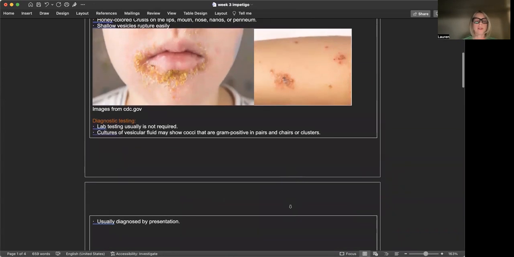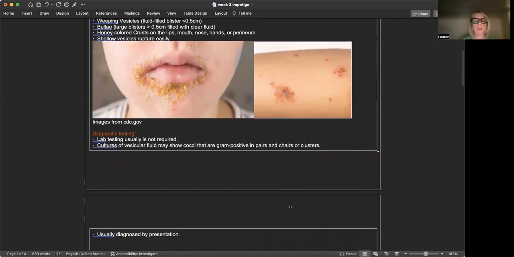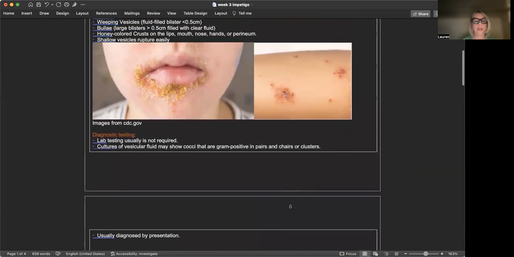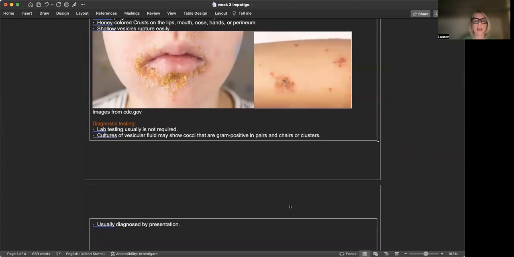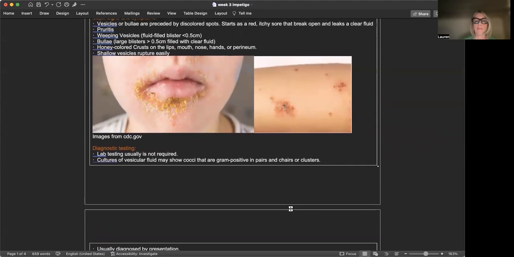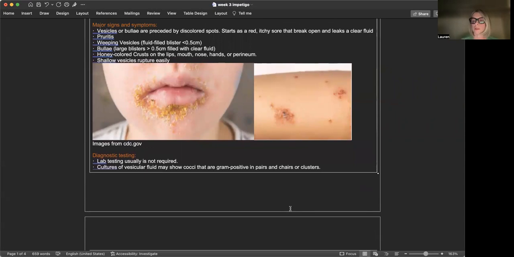As far as diagnostic testing, typically the diagnosis happens upon clinical assessment. Typically, there aren't any cultures taken upon diagnosis, but if a culture is taken, it can show the gram positive cocci occurring in pairs or clusters.